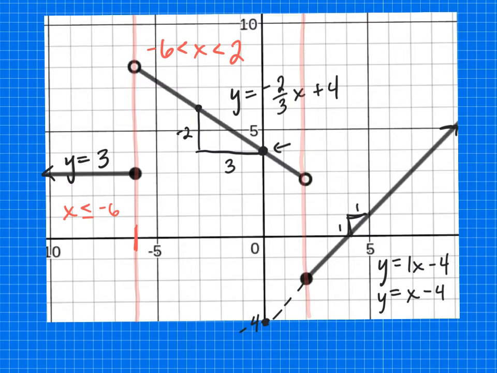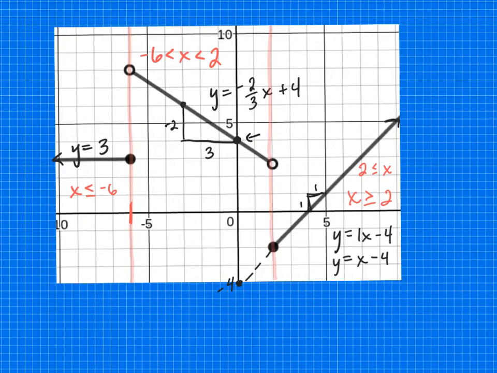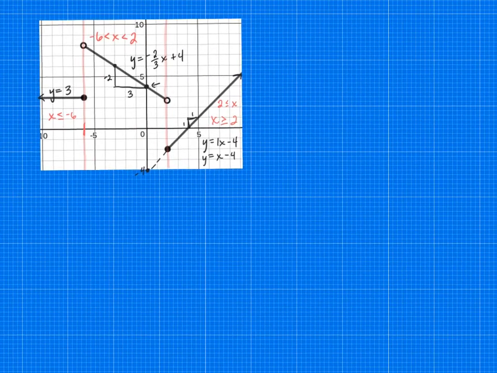So this one's domain is x is greater than 2, greater than or equal to 2. I can also flip that around if I want to keep everything in less than form. So I can make that less than or equal to 2, except that I would need an x and not a 2. 2 is less than or equal to x. Now, that's what I'm going to use to write my piecewise function.